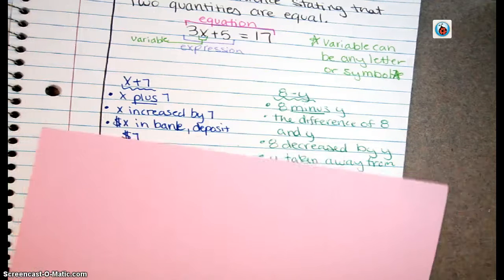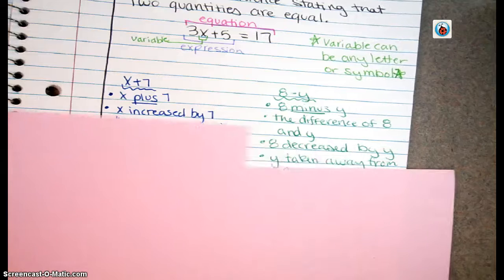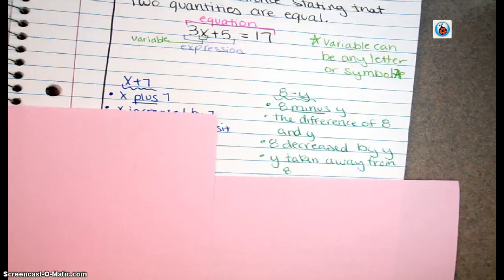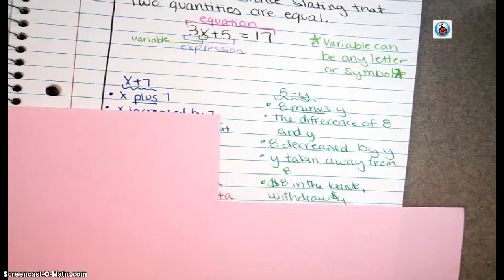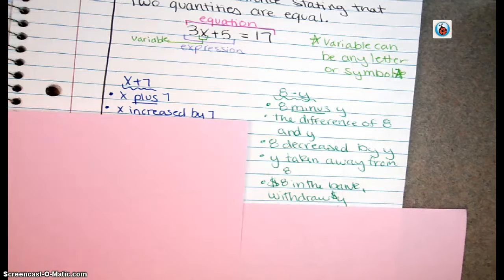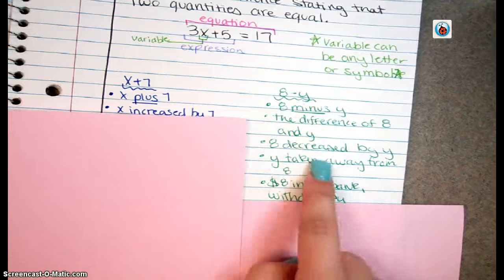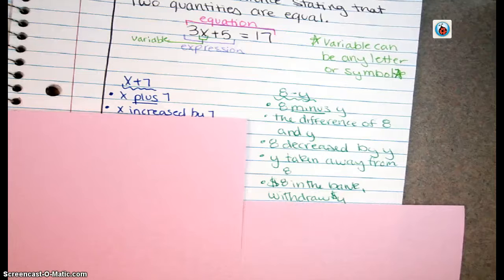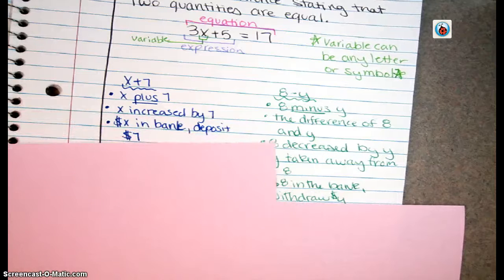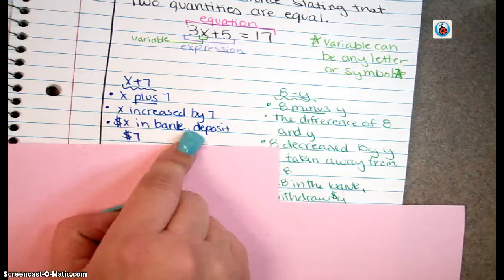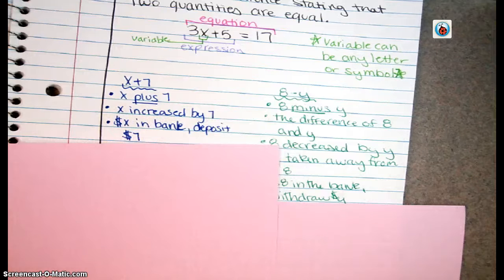Well, let me fix my papers. 8 decreased by y. Y taken away from 8. $8 in the bank, and then you withdraw y dollars. Okay, so this is how it could look in a word problem. So notice these key words for subtracting: minus, difference, decrease, okay, withdraw. For addition, it was plus, increase, and deposit, okay? So those are just some key words.